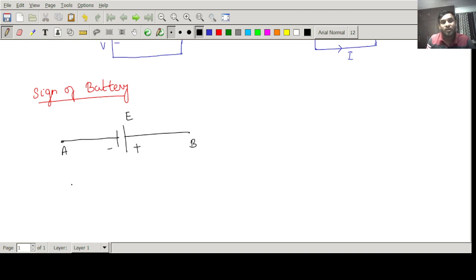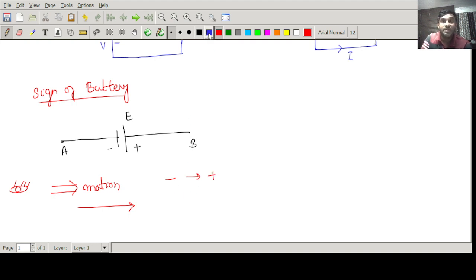When we are approaching the circuit, we can analyze it either in the clockwise direction or the anti-clockwise direction. So for a particular branch, we can go from left to right or right to left, or top to bottom or bottom to top. Suppose for this particular battery my motion is from left to right, from A to B. When my motion is from A to B, first I will encounter minus, then I will get plus. So basically I am going from negative to positive.